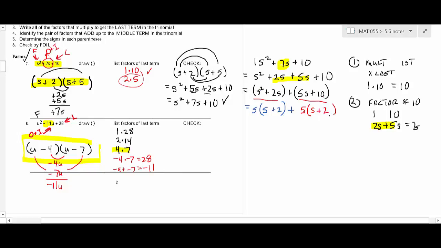Okay, now check this out. What do you see that's in common now? That right there comes out. So what you can do when you write your answer is you just say s plus 2, and then like I showed you when we were working on section 5.5, when you take that out, what's left? S plus 5. That's the same answer we got. It's a totally different way of doing it.